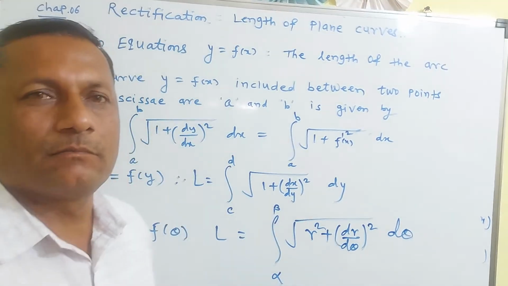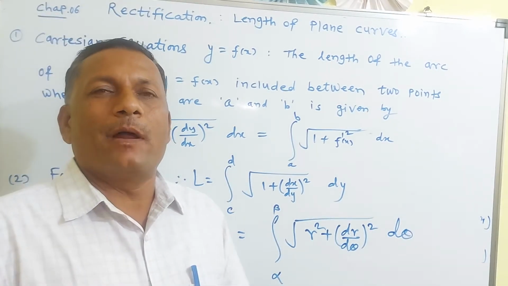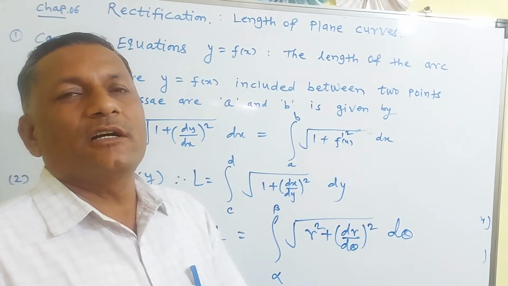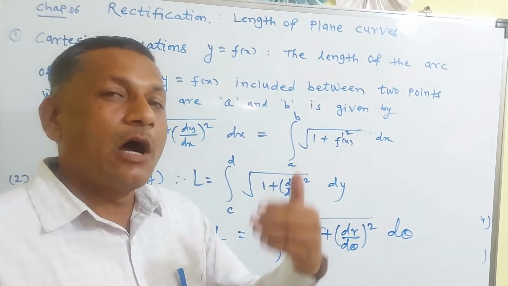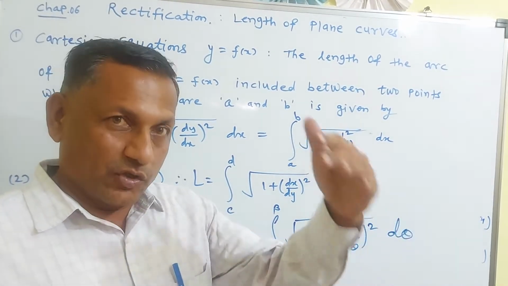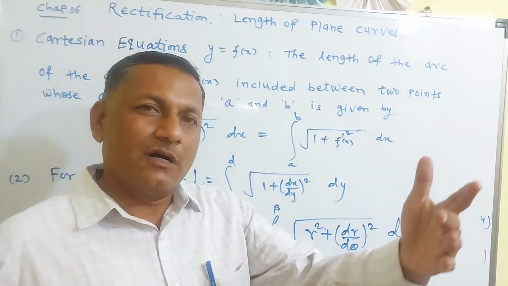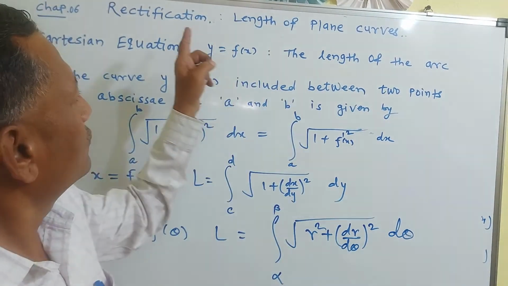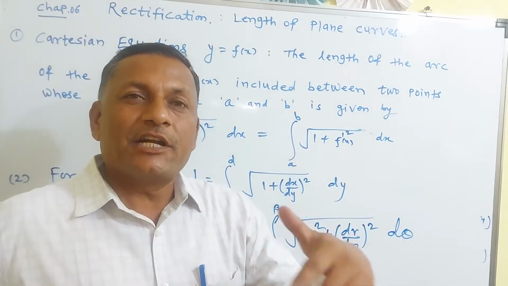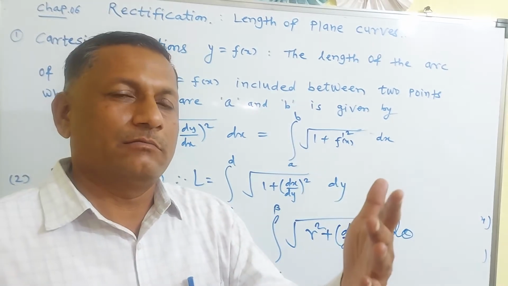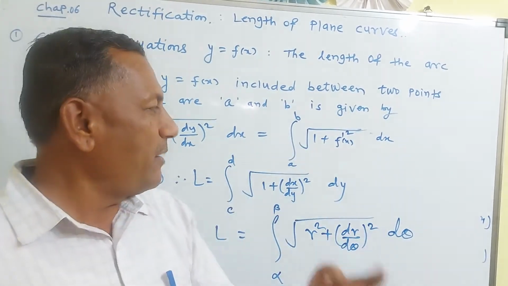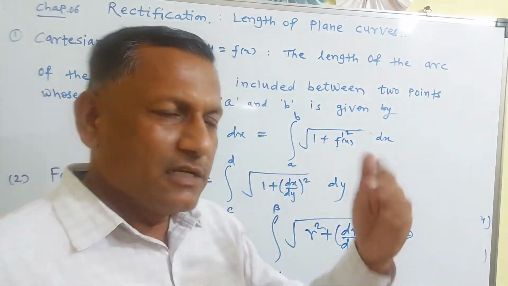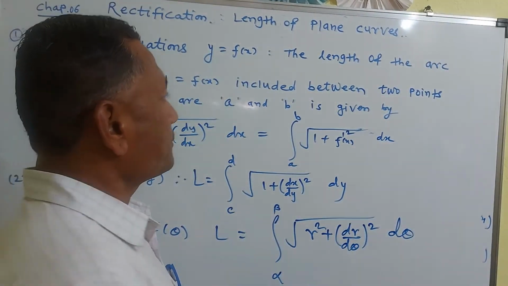What is rectification? The determination of length of curves, parametric curves or Cartesian equations or polar curves, and the process of determination of length of curve is known as the rectification. The curve may be a polar curve or Cartesian equations or parametric equations or any other curves.